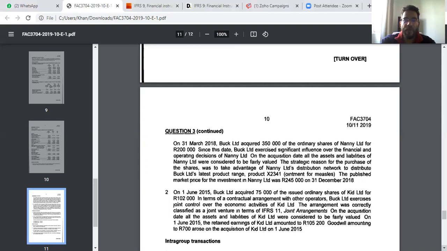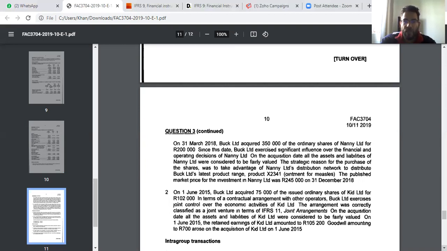So what will Buck have to do? Buck will have to equity account Nanny. Remember, equity accounting means you only bring in your portion of the net assets and your portion of the investment. That's all. You don't bring in 100% of the assets and liabilities, income and expenses. So it's very important to take note of that.